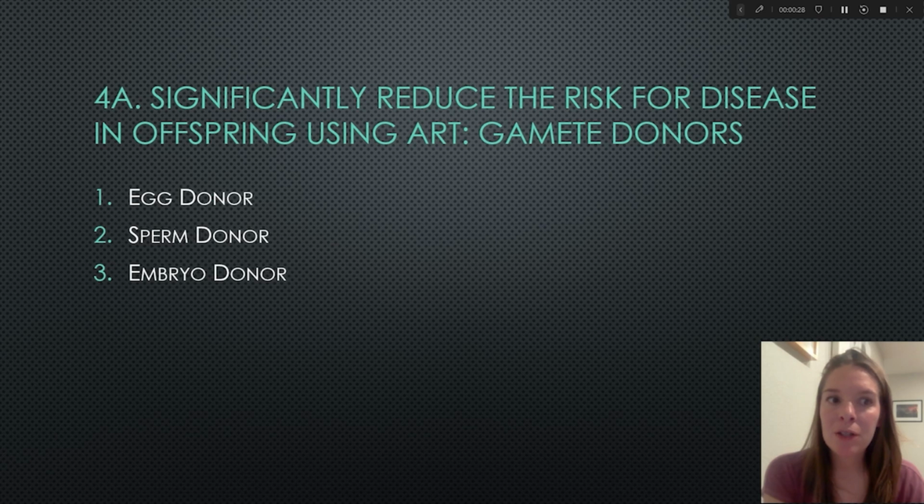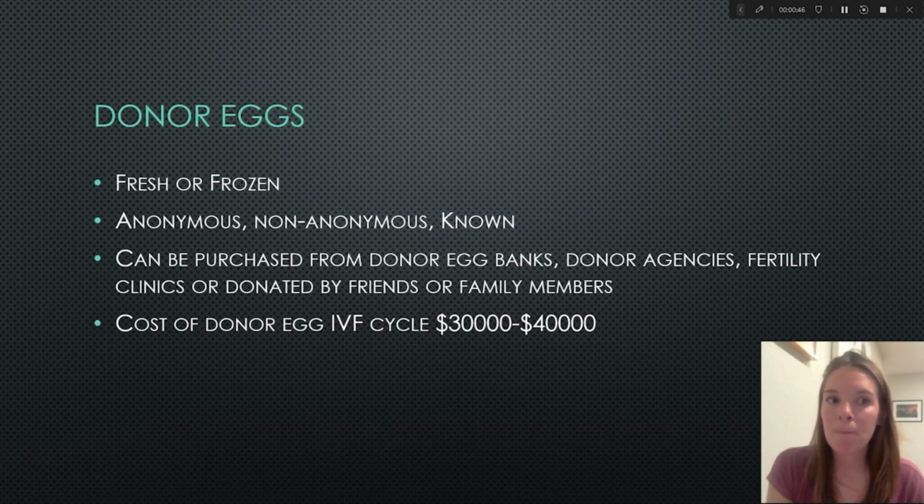Okay, moving on to possibility 4A, which is to significantly reduce the risk for disease in offspring using assisted reproductive technology. And there were two different options for 4. One was 4A, gamete donors or embryo donation, and 4B, utilizing PGT-M. So let's talk about gamete donors and embryo donation.